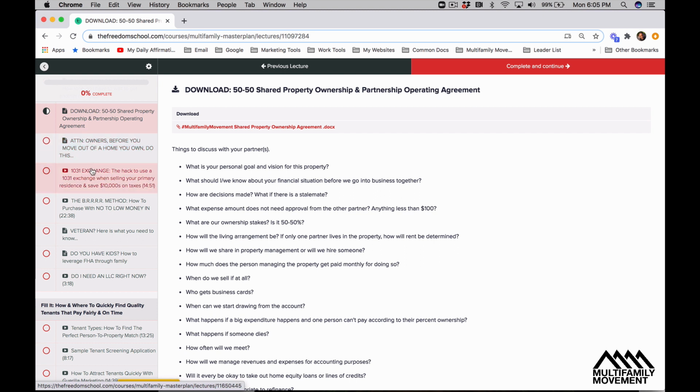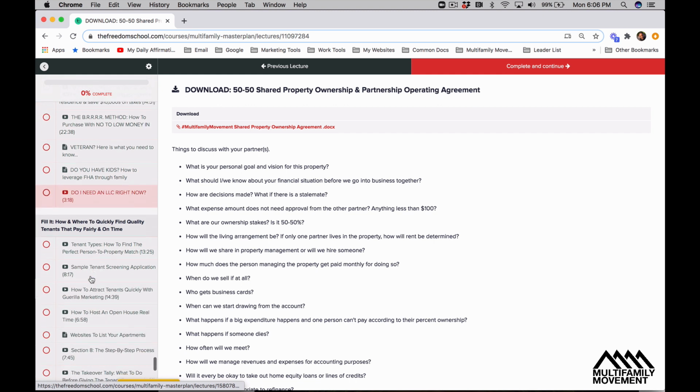We talk about 1031 exchanges so that you can reduce any tax liability that you might have based on a gain that you get from selling real estate. We also go over the BRRRR investing model, right, which is buy, rehab, rent, refinance, and repeat. This is a way to purchase a property, not necessarily with no money down, but no money in once you refinance out of that deal. If you're a veteran, we go through that. If you have kids, we discuss some strategies around that. And if you think you need an LLC, I'll show you exactly how to make sure you're protected if you decide not to go with an LLC.